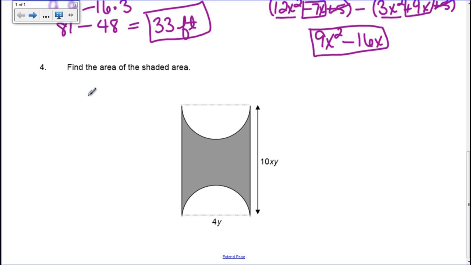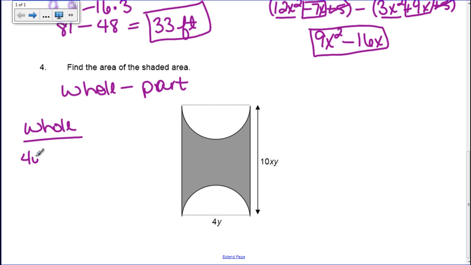We're still going to do it like we have done. I got to find the area of the whole figure and subtract the area of the little pieces. So the whole thing minus the not shaded part. So let's do the whole thing. The whole thing is a rectangle. So if I find the area of the whole thing, I have to do length times width. So I have 4y times 10xy.